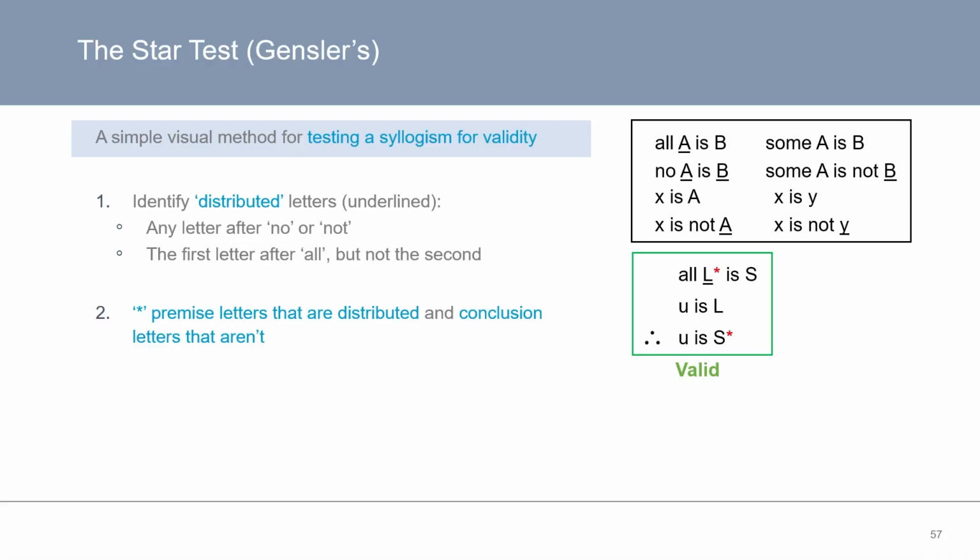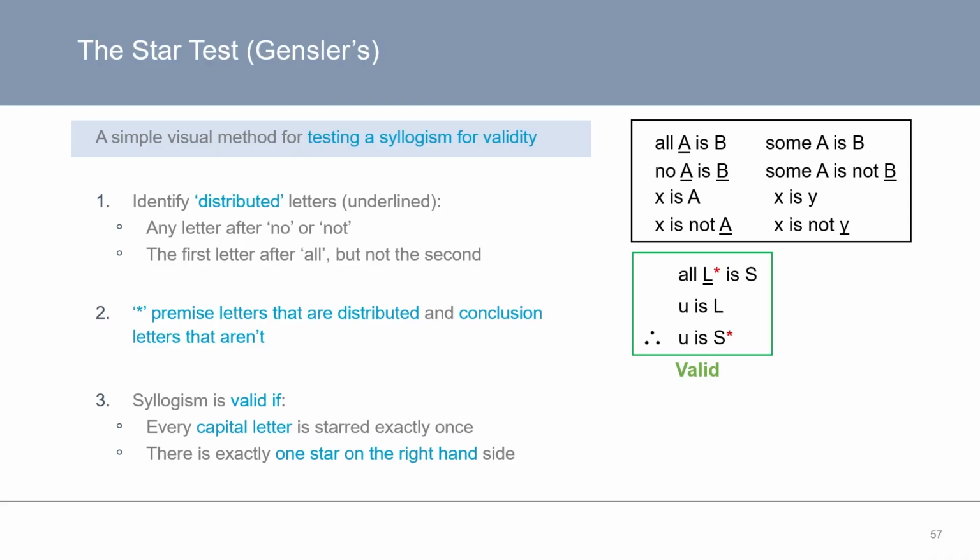We can see this here in an example valid syllogism, where we've put a star in front of the first L and the last S. Using this test, we can conclude that a syllogism is valid if every capital letter is starred exactly once, and there's exactly one star on the right-hand side of any line in the argument.